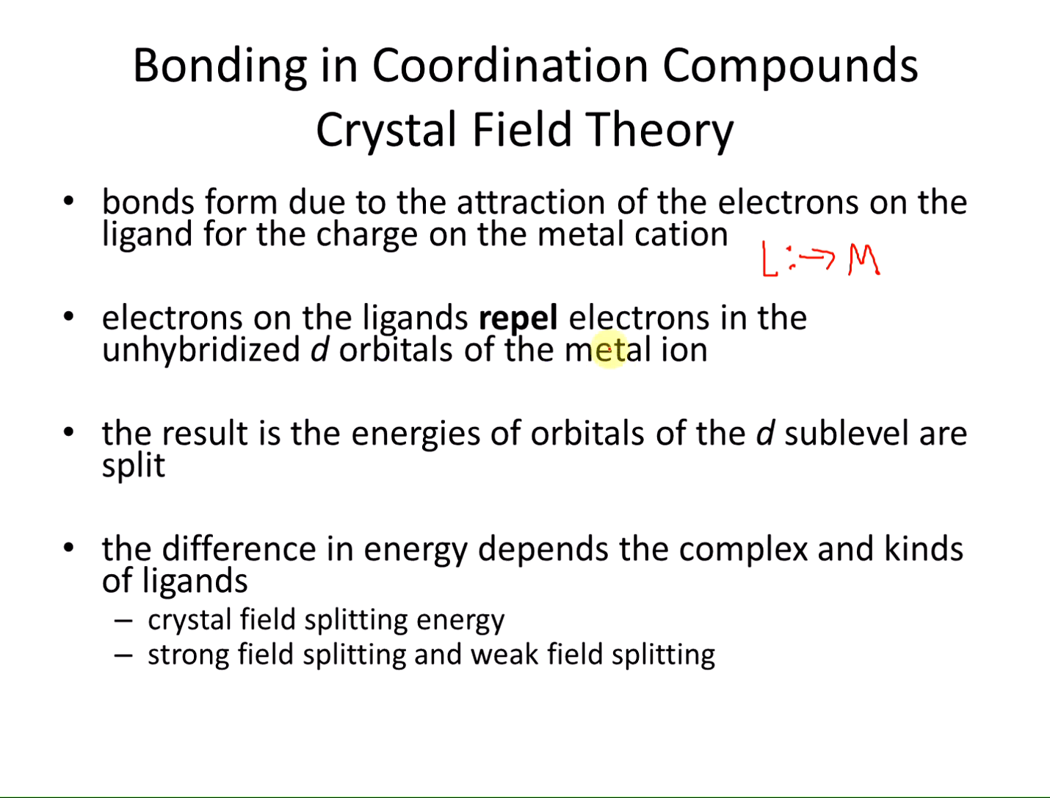And the result is that the energies of the orbitals of the d sublevel are split. So they're no longer degenerate, like we think of with an atom or an ion. Once the ligand is bound to it, those orbitals are no longer degenerate. They're not the same energy. They split to have different energy levels. And the difference in energy levels depends on the complex and the kinds of ligands. So there's the crystal field splitting energy, and strong field splitting and weak field splitting.